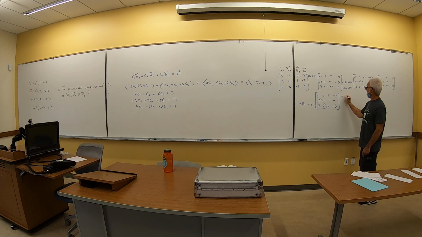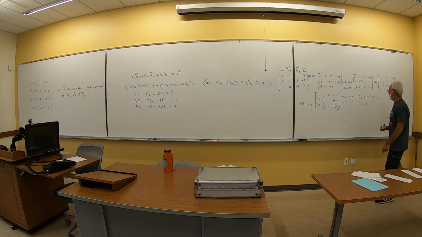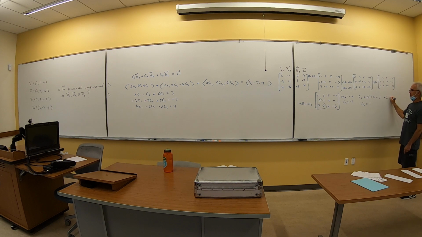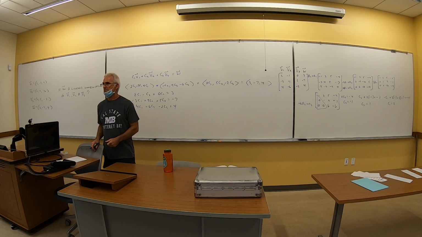So the last row says C3 equals -6, so C3 is -1. The second row says C2 plus 2 times C3 equals -1, so C2 equals +1. And the first row says -C1 plus 3 times C2 plus 5 times C3 equals -4. So that means that C1 equals 2. Okay? Am I done with the matrix part? Yeah. By the way, I don't have a way of checking yet.